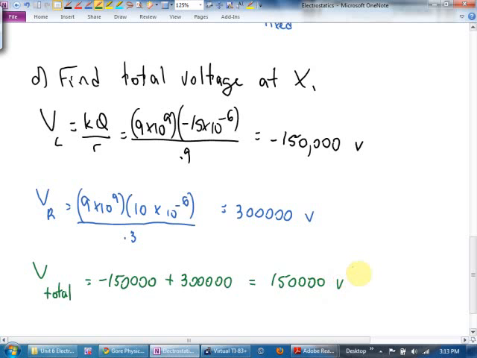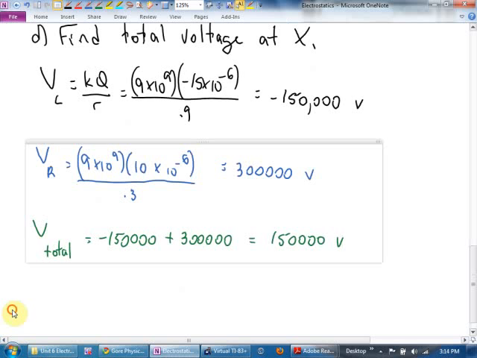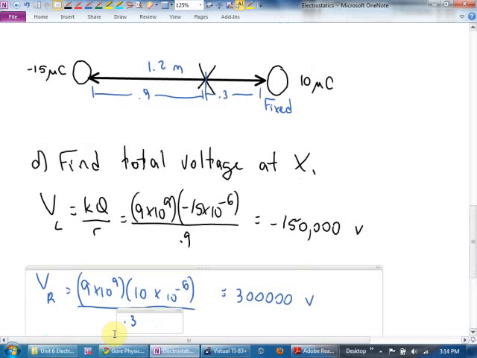Direction. No direction. It's a scalar. It's a scalar. Okay. Now that I know the voltage there, what if I wanted to move a charge out from infinity all the way over to here? How much work would it take? I could go Q times the voltage, whatever the charge was. Okay. What else can I do from two point charges? I think that's it.